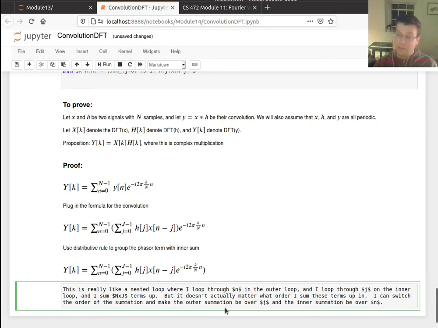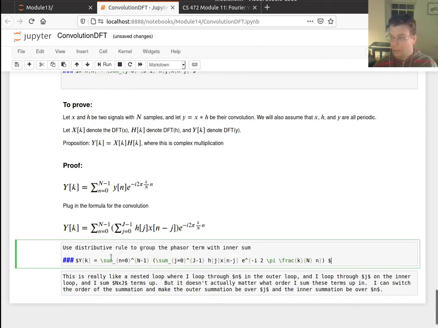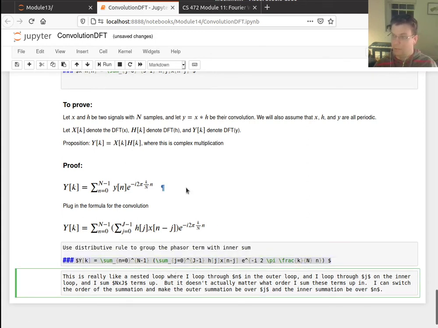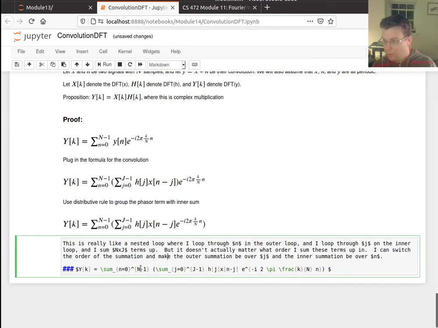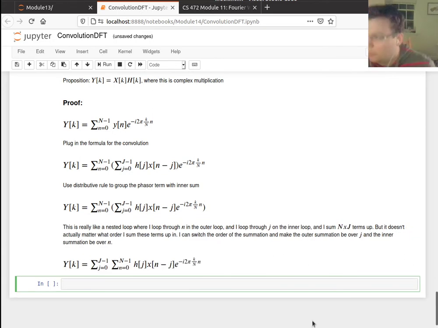So I'll write this. All I'm going to do is switch the summation. I'm just going to put this on the inside, and I don't need the parentheses anymore because I know everything is grouped there. Okay, so how's that look? I just switched the order of the summation.